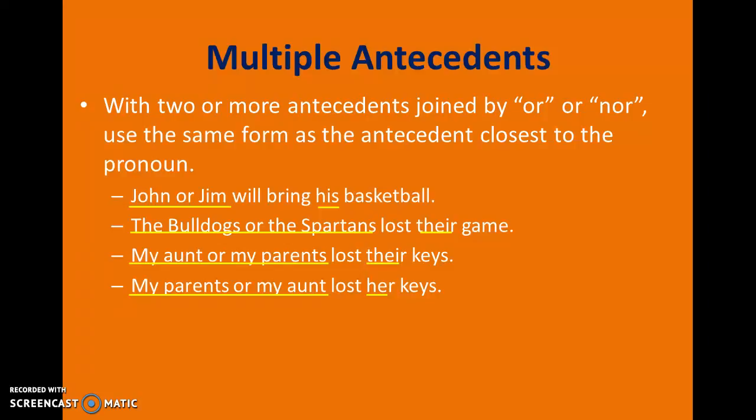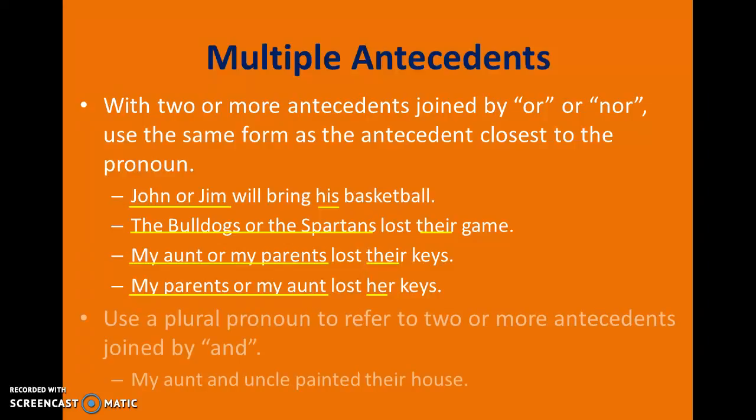So again, very similar to subject-verb agreement. When you have 2 or more antecedents joined by or, nor, you just always use the same form, whether it's singular or plural, as the one that is closest to the pronoun. Now, on the other hand, if you have 2 or more antecedents that are joined by and, you would almost always use a plural pronoun. So in this example, my aunt and uncle painted their house. Okay, so that one's pretty straightforward. Shouldn't be too many worries there.